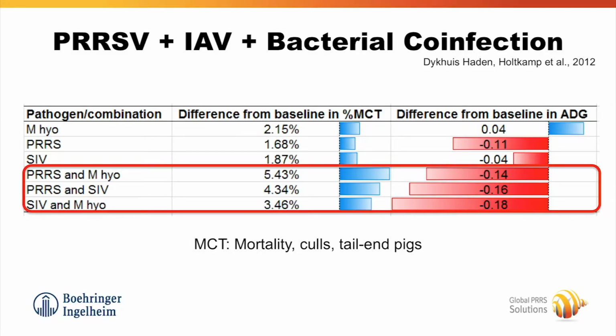You can see that they looked at single infections with Mycoplasma pneumoniae, PRRS virus, and influenza. The difference from baseline, the MCT, is the mortality culls and tail-end pigs. So we combine those together and look at the effect on production based on mortality culls and tail-end pigs, and then also average daily gain. I circled the co-infections that were also evaluated with PRRS and myco, PRRS and influenza, and then influenza with mycoplasma. You can see the percentage of the mortality culls and tail-end pigs is much higher, and in most cases is a synergistic effect. You can also see a synergistic effect of the difference from the baseline in average daily gain when the pigs were co-infected versus when they were dealing with the individual infections.